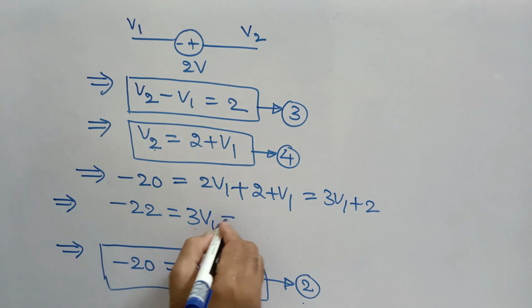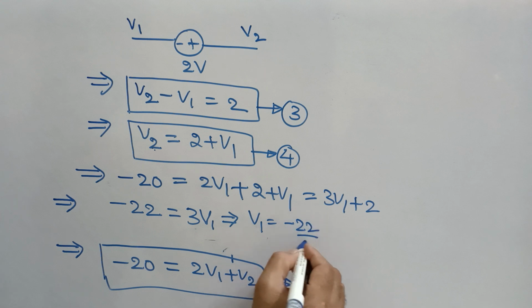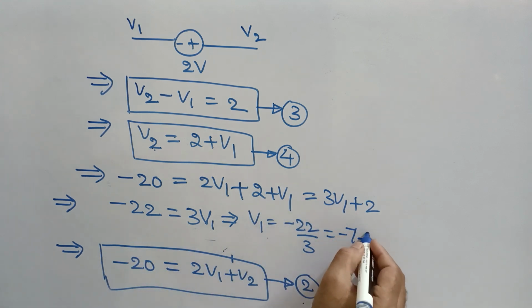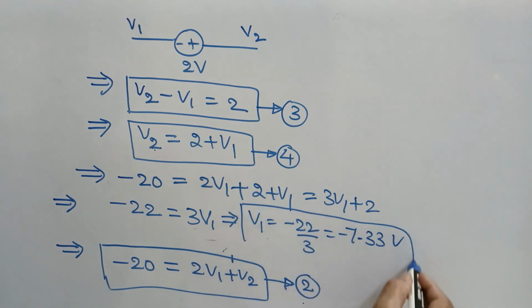Therefore, from this, V1 is equal to minus 22 by 3, which is minus 7.33 volts. This is what your V1 is, right? This is the answer for V1.